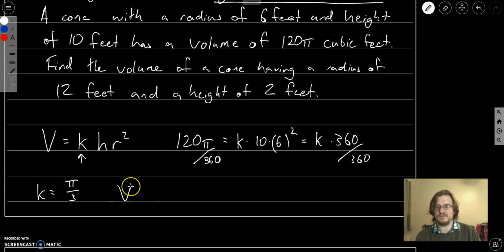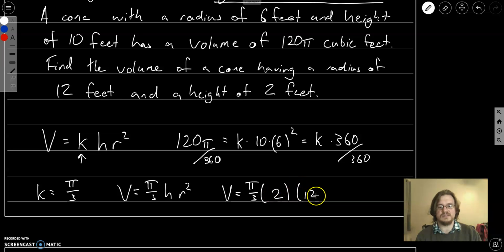So V is going to be pi thirds times the height times the radius squared, and I can plug in my last numbers here to get the volume of something whose height is 2 feet and whose radius is 12 feet. This would just require a little bit of simplification, but there you have it.